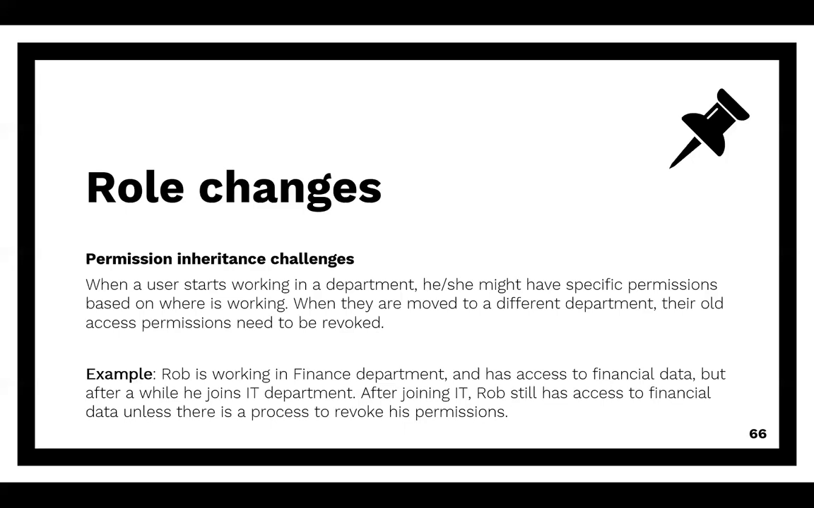An example: Rob is working in the finance department and he has access to all financial data. But after a while, he joins the IT department. After Rob joins IT, Rob still has access to all those financial data, unless there is a process to revoke his permission after changing his role.